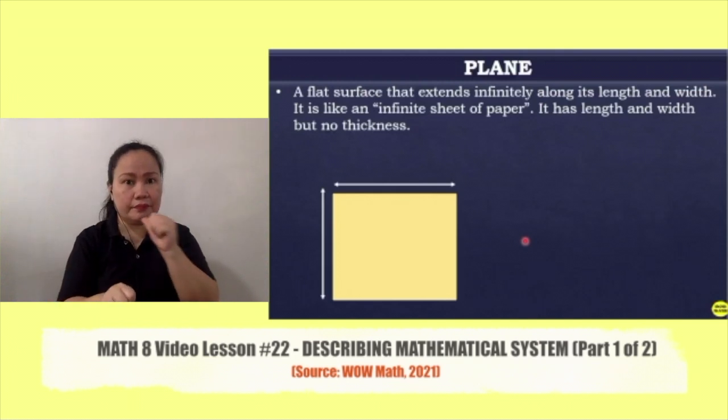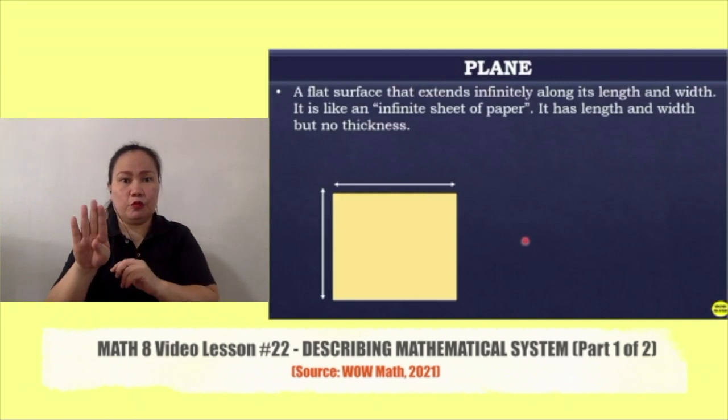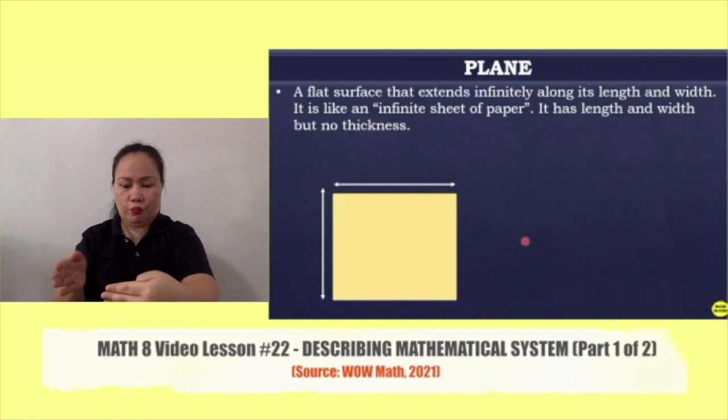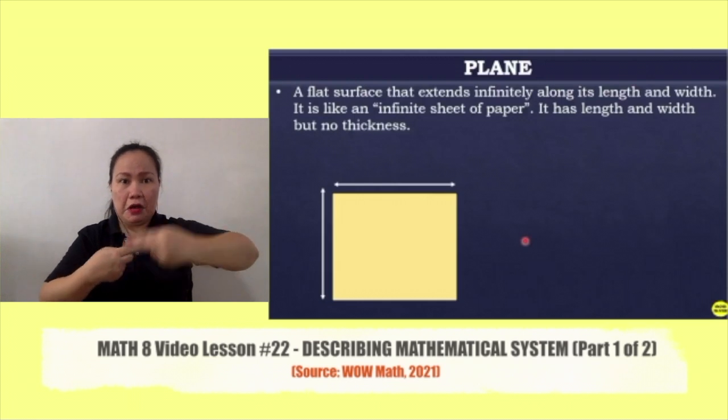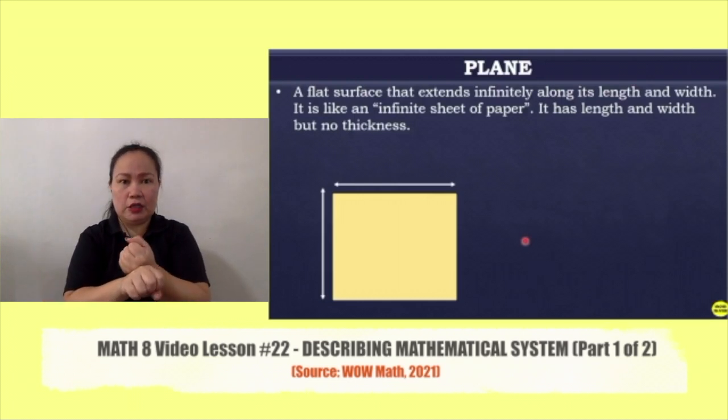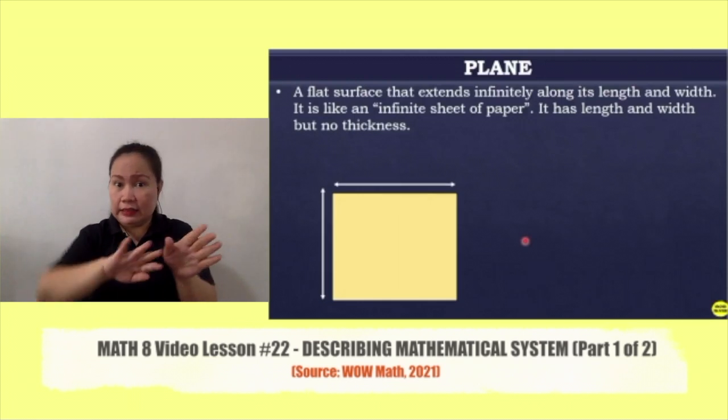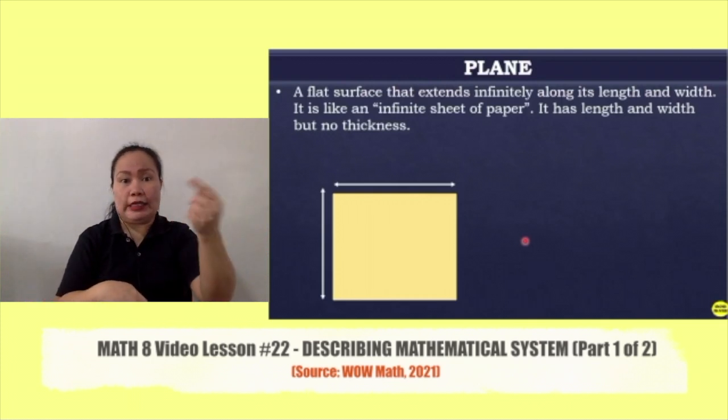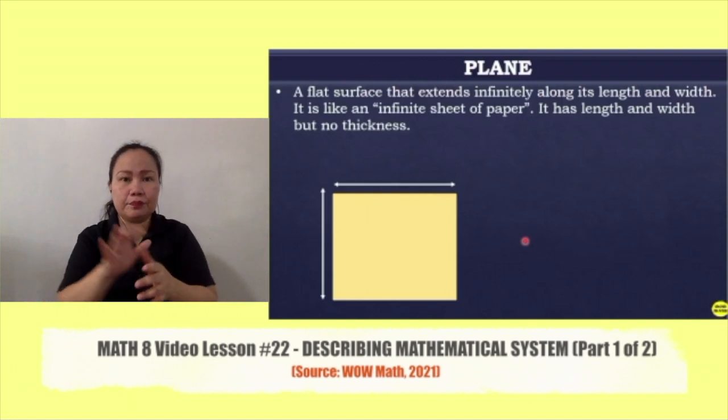Kapag naging cube na siya. Okay? Kapag 3D. So, kapag cube, hindi na yan square. Okay? I mean, hindi na yan plane. That is already a solid figure. Okay, so a plane, it is a flat surface. Okay, a plane is a flat surface.